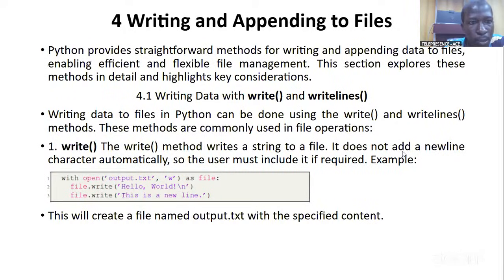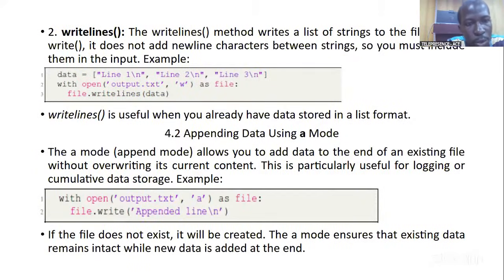Okay, so we've just talked about write. Then when it comes to writelines, that method writes a list of strings to the file. Unlike write, it does not add newline characters between strings, so you must include them in the inputs. Writelines is useful when you already have data stored in a list format. That's where you can make use of that method. Now, appending data using the keyword a, that's what we use to append data. A mode.